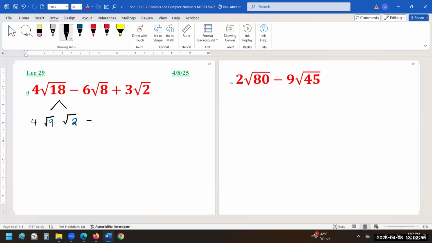9 and 2. So we have square root of 4 and square root of 2. It doesn't matter, but I like to have the perfect square first so that I can multiply easily with the coefficient. The last one is not simplifiable, so we cannot break it down. So what do we have? 4 times 3, radical 2.